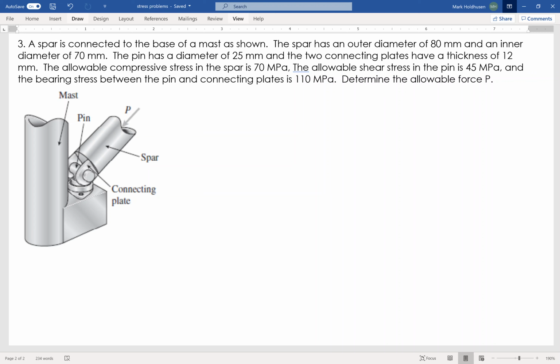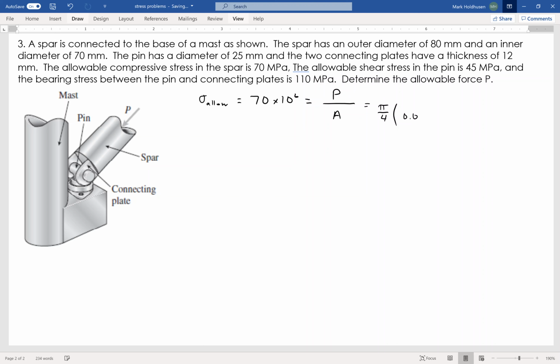So we'll go ahead and start with the compressive stress, the allowable stress. That is sigma allow, which again is 70 megapascals. Okay. And that's going to equal that compressive stress P divided by the area, right? And again, P is what I'm trying to find, what P is going to reach that stress. Okay. The area, I've got a tube there. So it's going to be pi over 4 times the outer squared minus the inner squared.